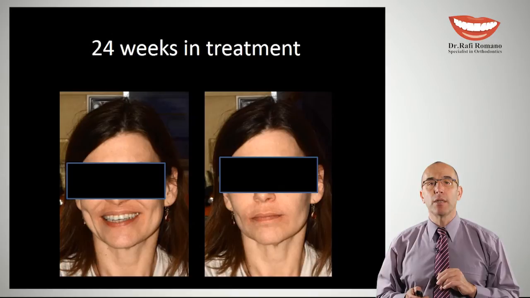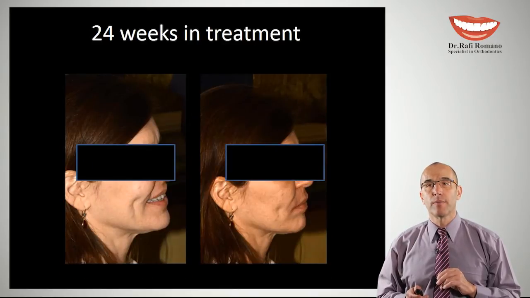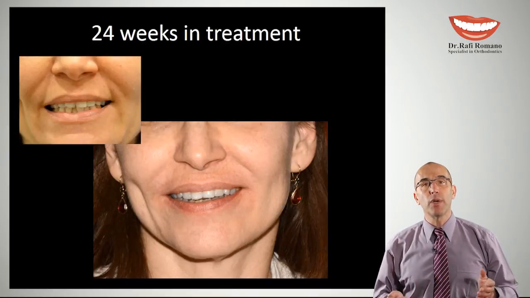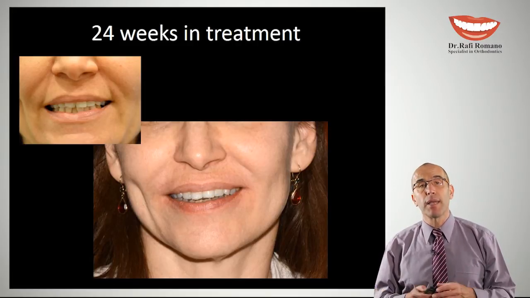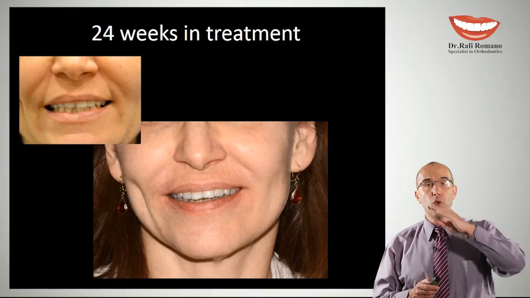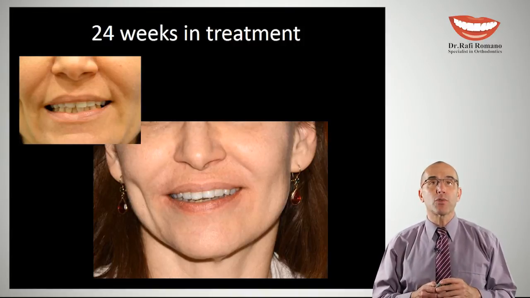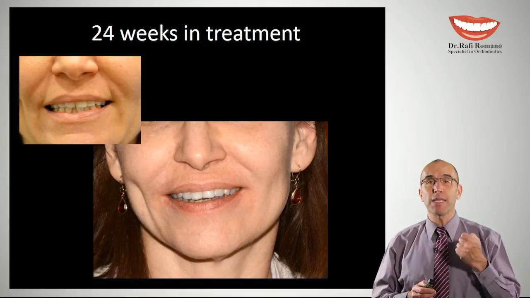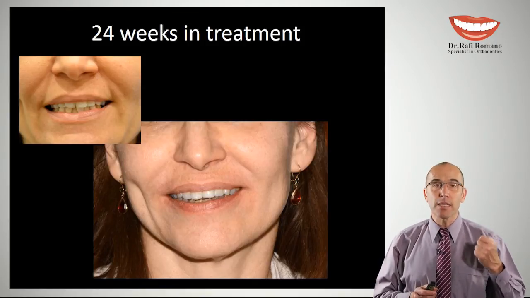Here she is in week 24. Week 24 is around, let's say, something like 6 months, half a year, very fast, very nice. Look at her smile line. I always try to see if my smile line is still nice and attractive.